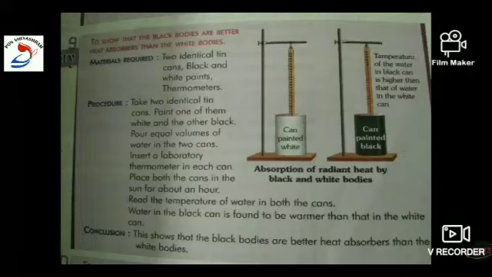Water in the black can is found to be warmer than that in the white can. This shows that the black bodies are better heat absorbers than the white bodies.